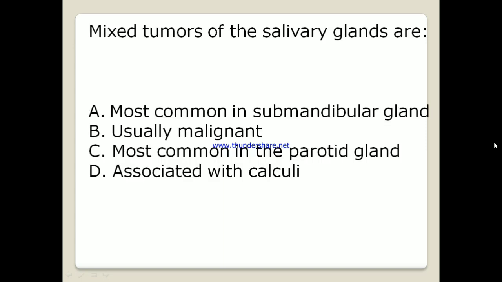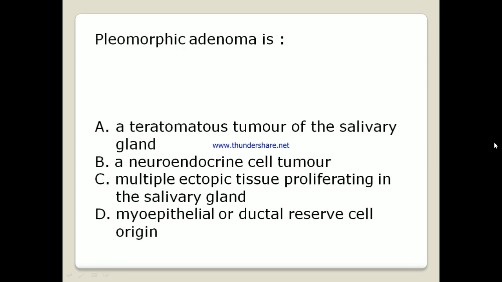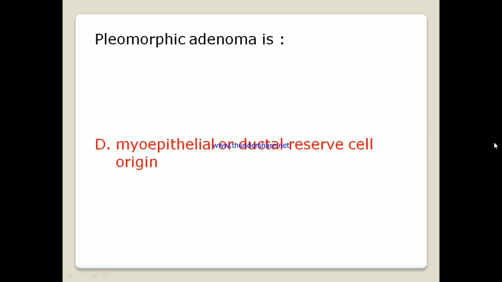Mixed tumors of the salivary glands are: A. most common in submandibular gland, B. usually malignant, C. most common in the parotid gland, D. associated with calculi. Mixed tumors of the salivary glands are C. most common in the parotid gland. Pleomorphic adenoma is: A. a teratomatous tumor of the salivary gland, B. a neuroendocrine cell tumor, C. multiple ectopic tissue proliferating in the salivary gland, D. myoepithelial or ductal reserve cell origin. Pleomorphic adenoma is D. myoepithelial or ductal reserve cell origin.